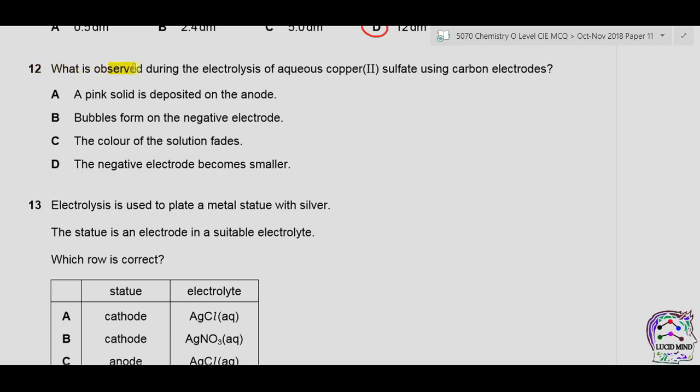Question 12. What is observed during the electrolysis of aqueous copper(II) sulfate using carbon electrodes? In aqueous copper(II) sulfate, we have Cu2+ and SO4 2-. We also have H+ ions and OH- ions because of the presence of water. Part A, a pink solid is deposited on the anode. Now the anode is the positive electrode and anions move towards the anode. Among these anions, OH- is discharged into oxygen, so therefore no pink solid is deposited.